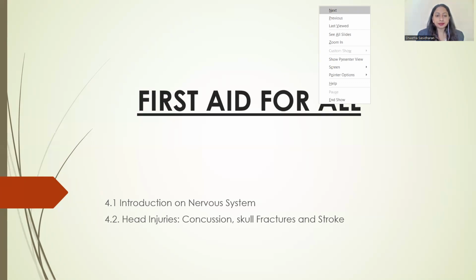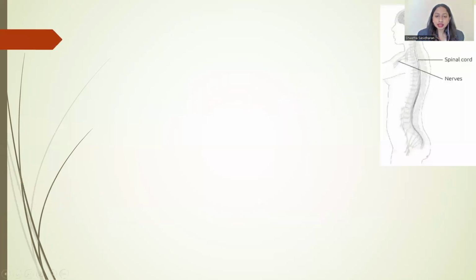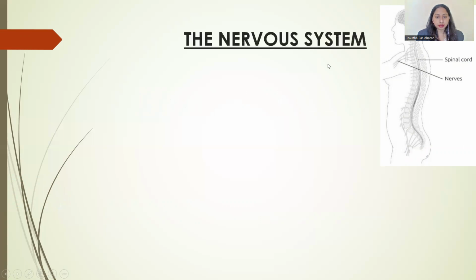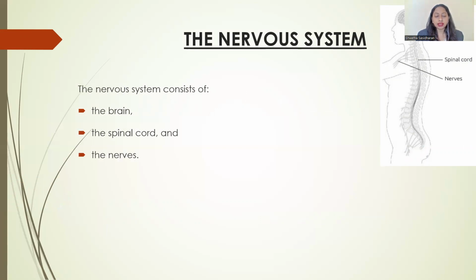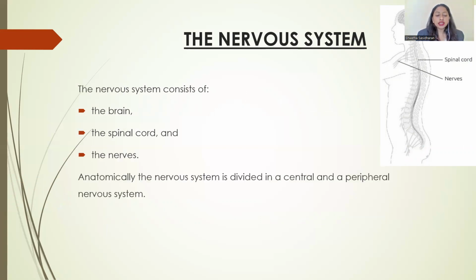Let's begin. As you can see in this picture on the side, it is labeled as brain, spinal cord, and the nervous system. So a nervous system consists of these three important parts: the brain, the spinal cord, and the nerves or bunch of nerves, which we can usually name as plexus as well. This is anatomically divided into the central and the peripheral nervous system.